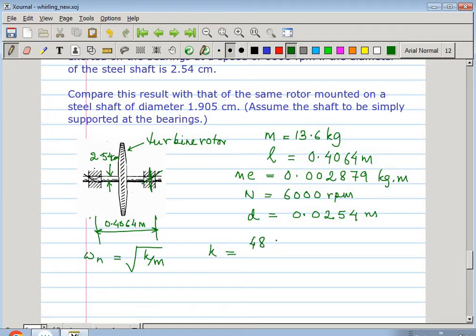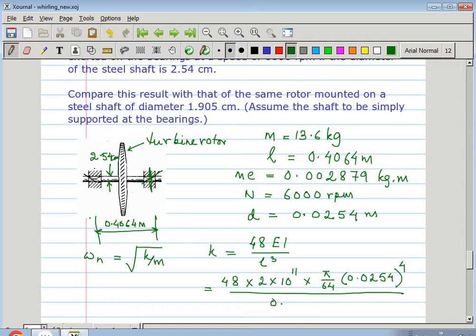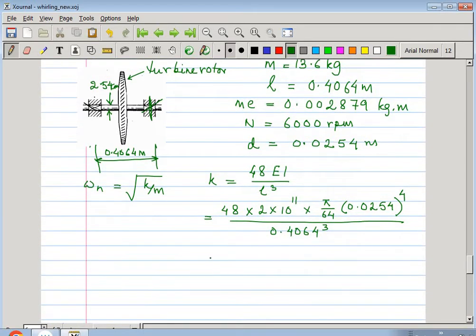So for simple support, you know K is 48 EI by L cube, and which is 48 for steel shaft, E is 2 into 10 to the power 11, and I is for a circular shaft pi by 64, 0.0254 meter to the power 4, by 0.4064 cube. The diameter of the shaft is 2.54 centimeter, that means 1 inch. So this comes out to be 2.7674 into 10 to the power 6 Newton per meter.